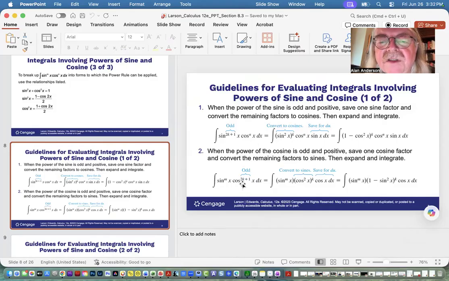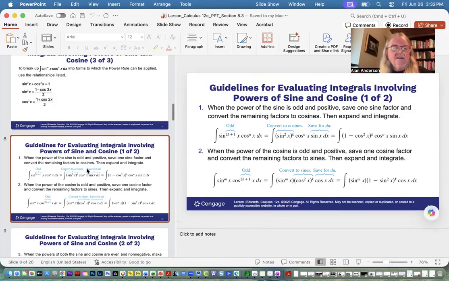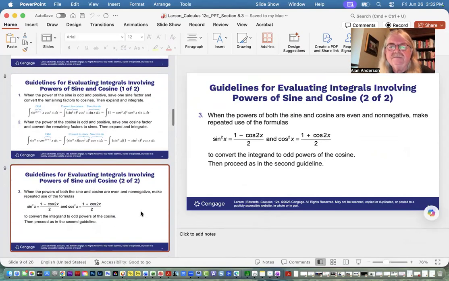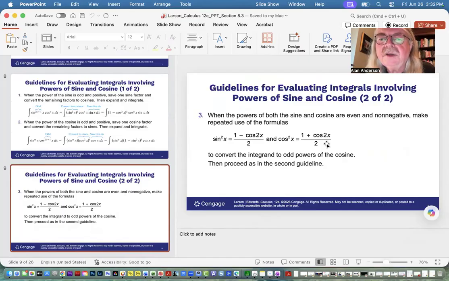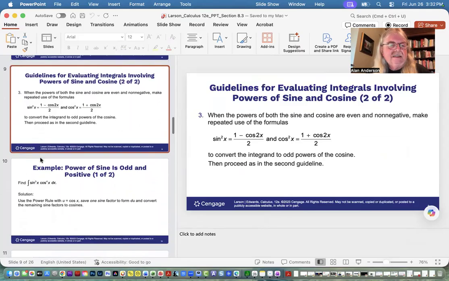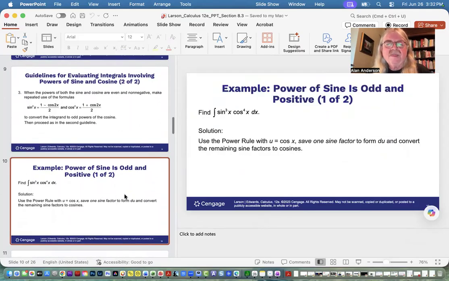Down here, when the cosine is odd, or the exponent is odd, they're going to do something similar. They're going to strip off one of them down here for use as a du term. Okay. All right. So, for example, if they're both even, which we don't have that case here, then we have to use these to take care of our problem. Okay. So, anyway, let's start with this one.